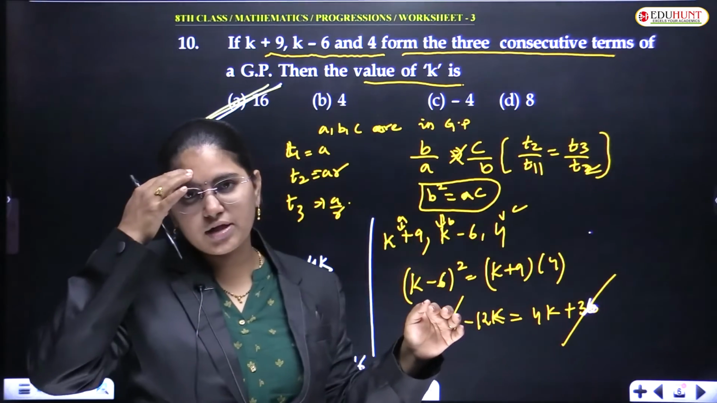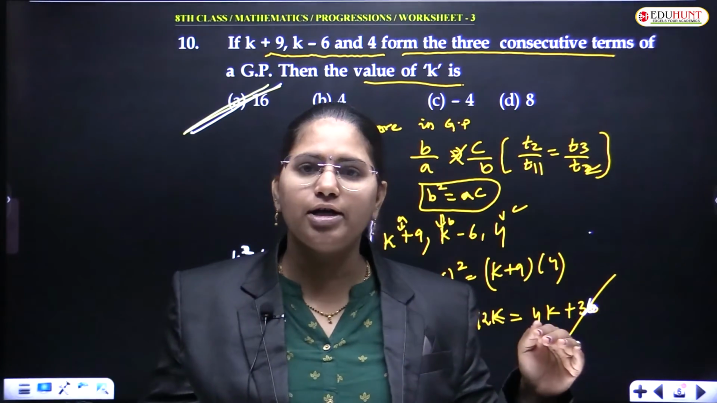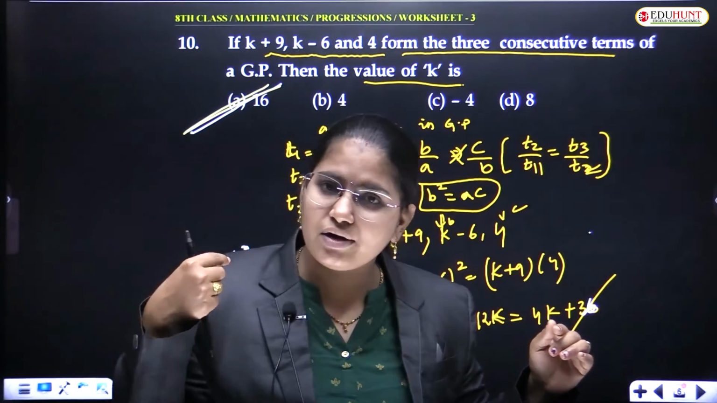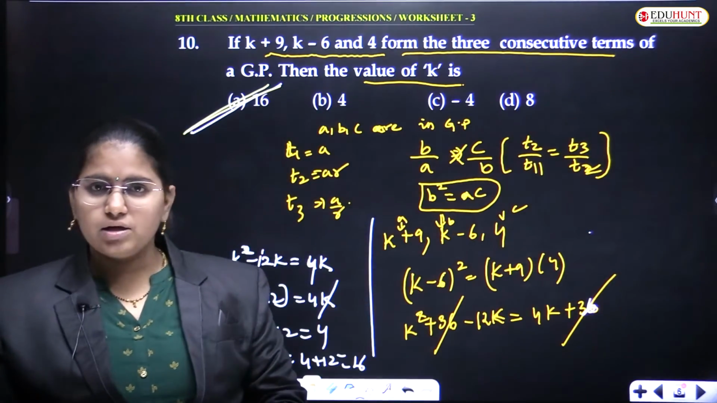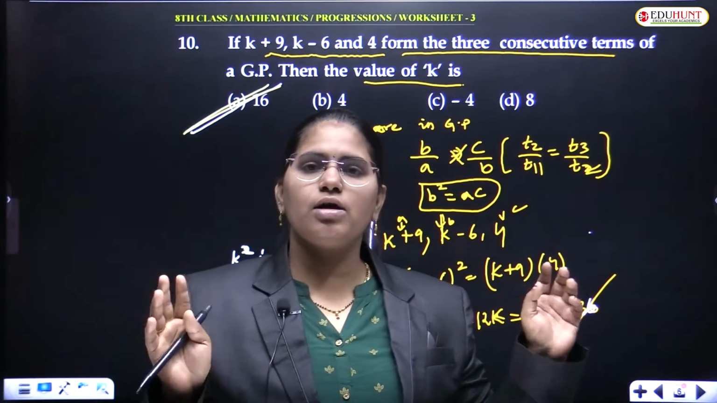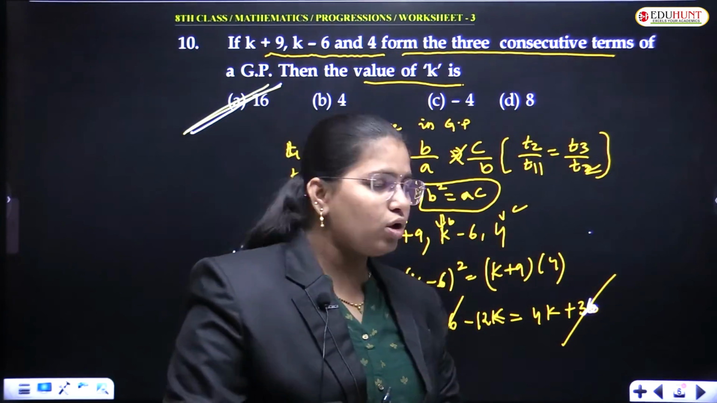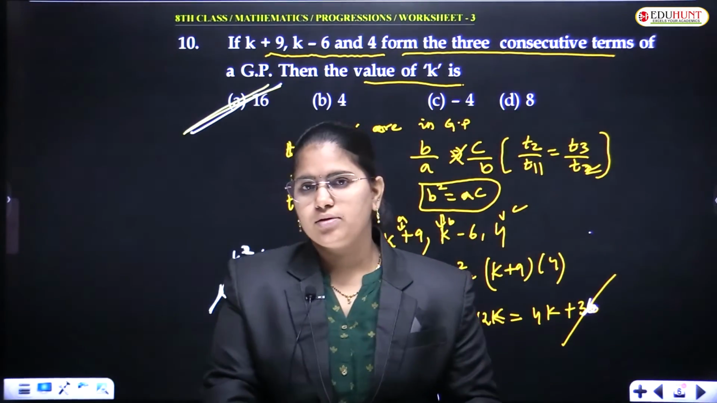If three terms are in GP, T2 by T1 is always equal to T3 by T2, because you have a common ratio between the terms of a GP. Am I clear with this question, dear? Yes. If you are clear, please watch the problem and then we'll get back to the next one. Okay.